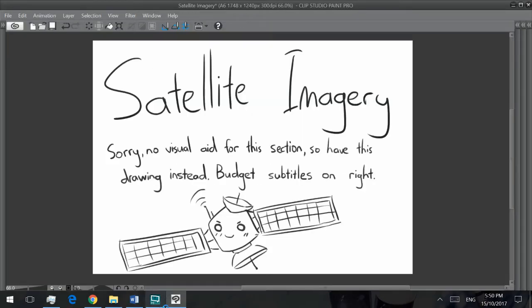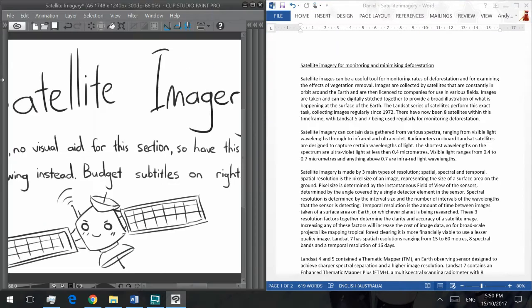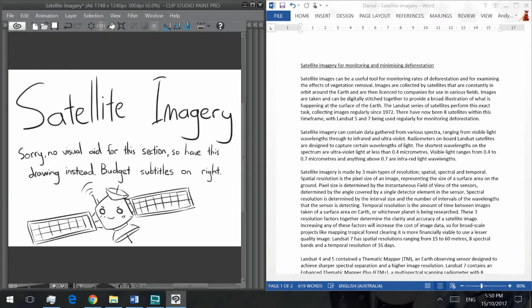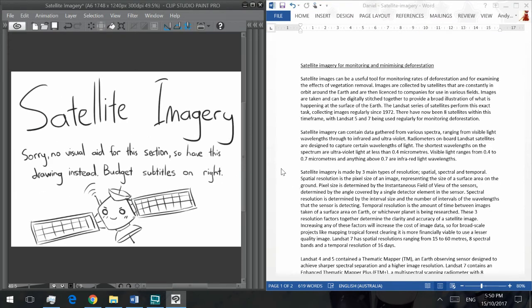Satellite imagery. Satellite images can be a useful tool for monitoring rates of deforestation and for examining the effects of vegetation removal. Images are collected by satellites that are constantly in orbit around the Earth and are then licensed to companies for use in various fields. Images are taken and can be digitally stitched together to provide a broad illustration of what is happening at the surface of the Earth.